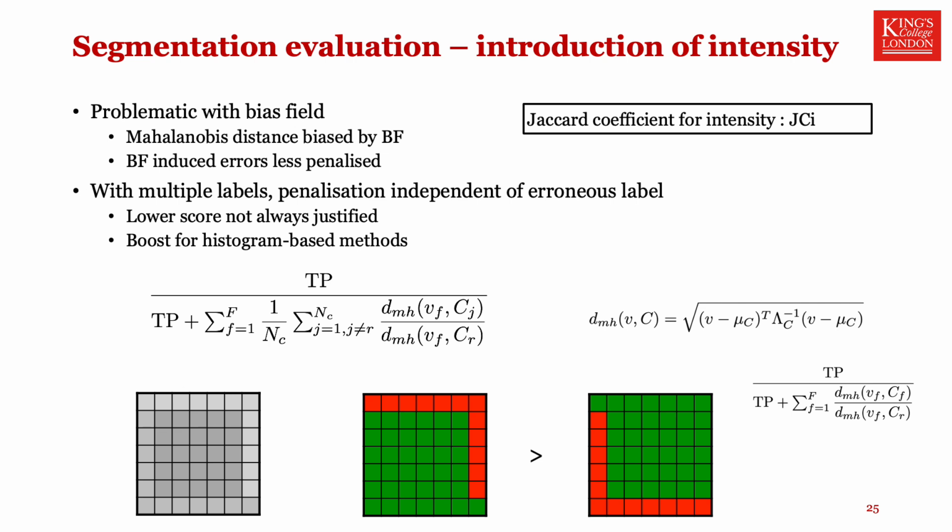So you do that as a Jaccard coefficient for intensity, for instance, where you take your true positive and you divide by your true positive plus the sum over the errors of the ratio of Mahalanobis distance between your error and the overall error, and the error and the reference.